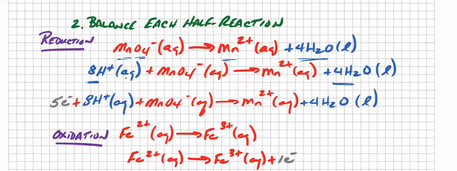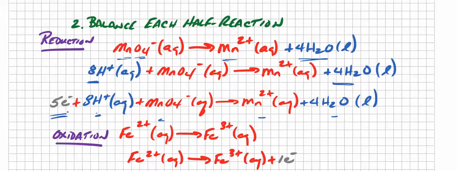Let's add up charges on the left-hand side. On the left-hand side, so far I've got +8 here, and I've got -1 right here. So +8 and -1, that's +7. Over here on this side, I've got +2, and of course water is 0. So I've got a +7 on the left, +2 on the right. So to balance charge, I'll need to add 5 electrons to the left-hand side.